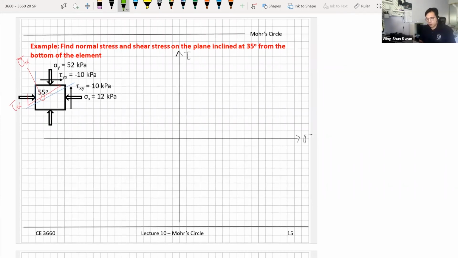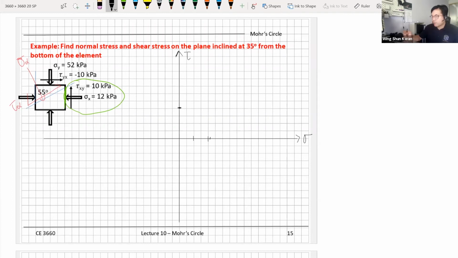Okay, so for a problem like this, the very first step we do is we try to construct our Mohr's Circles based on the given information. So now we know the stresses on the plane. So we pick one plane. We pick this plane, for example. So we have the normal stress of 12 and shear stress of 10. So a normal stress of 12 is right here, and a shear stress of 10 is right there.